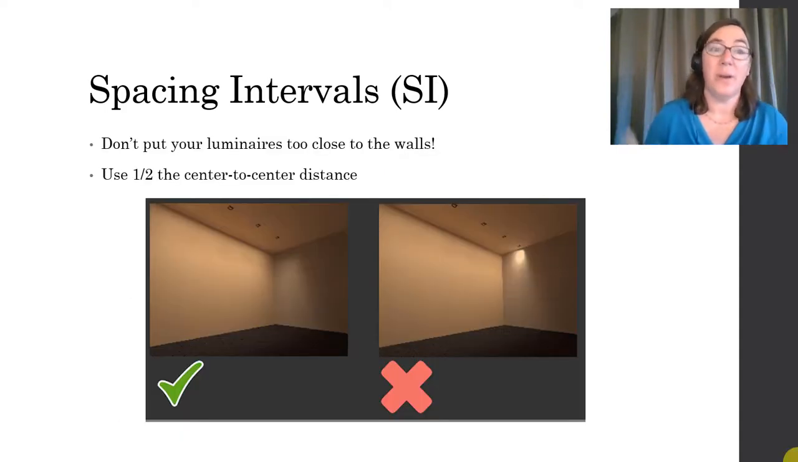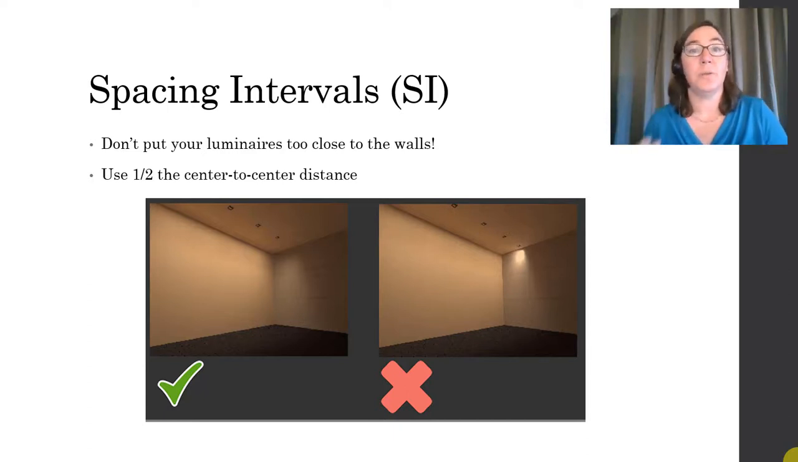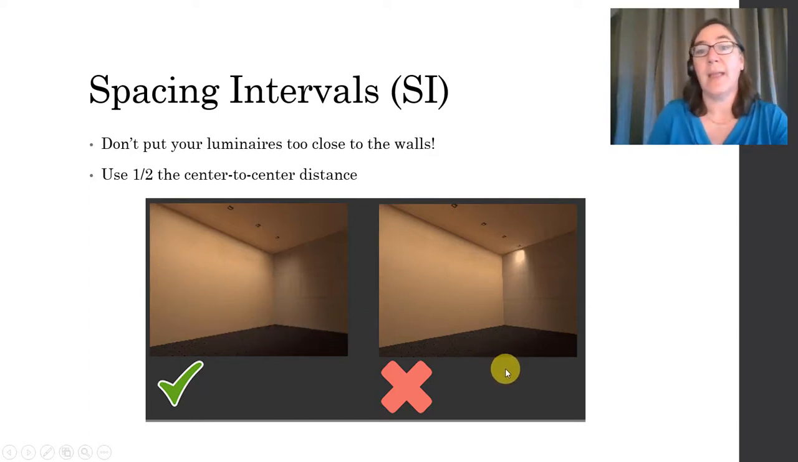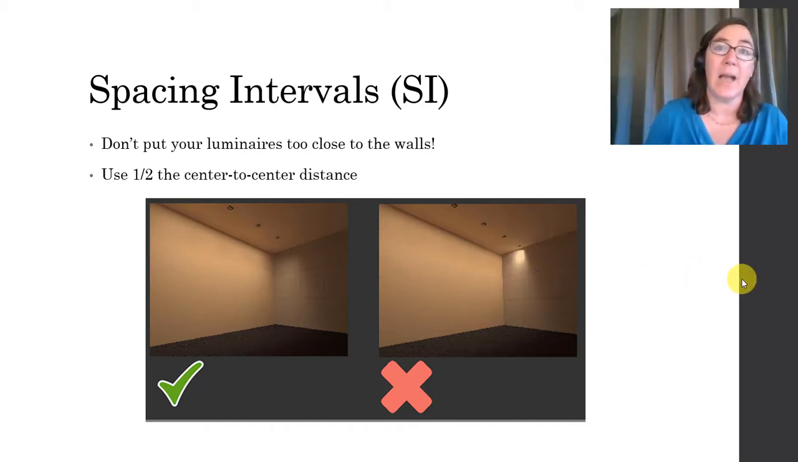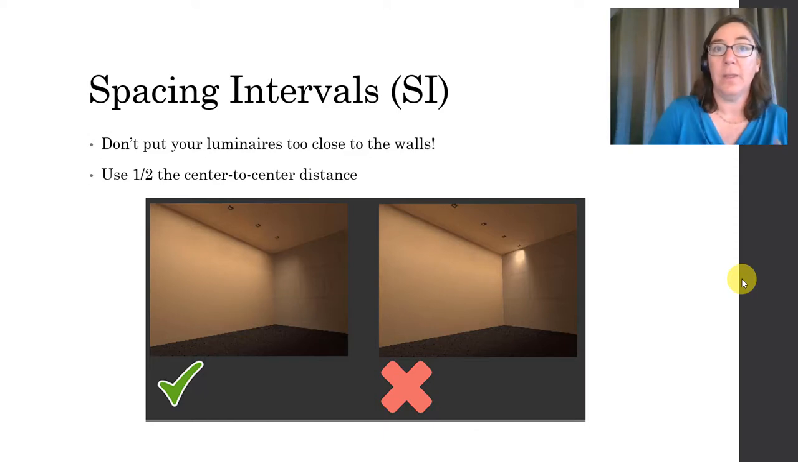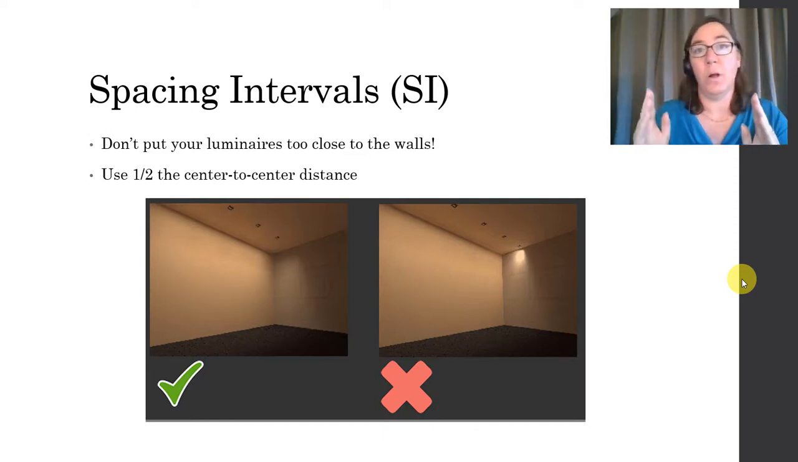One thing you want to watch out for, don't put your luminaires too close to the walls. And you'll see an example here. Here's a row of downlights, and this one is correctly done. You see that it gives a nice even wash. On the right-hand side, you see that even though these luminaires are spaced correctly, this last one is too close to the wall and it gives a really ugly hot spot. So the rule of thumb here is to use half of the center to center spacing interval in between the last luminaire and the wall.